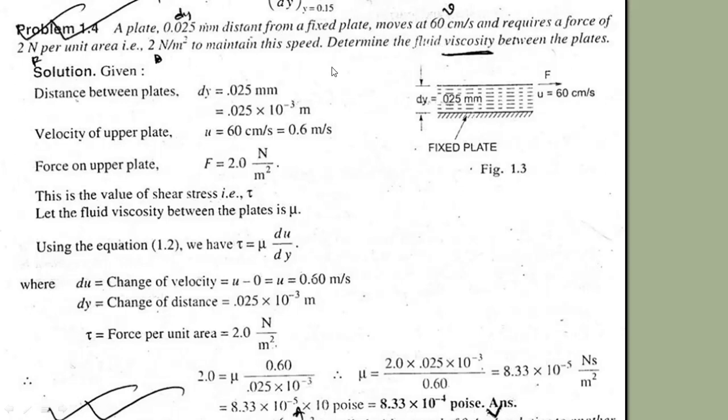Determine the fluid viscosity. So here the distance between plates dy is equal to 0.025 mm, so it is equal to 10 raised to minus 3 meter. U is equal to the velocity of the upper plate, 60 centimeter per second, which is equal to 0.6 meter per second. So the force on the upper plate is F is equal to 2 Newton per meter square.